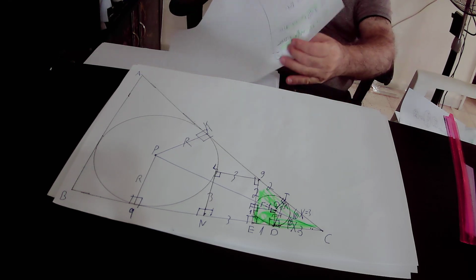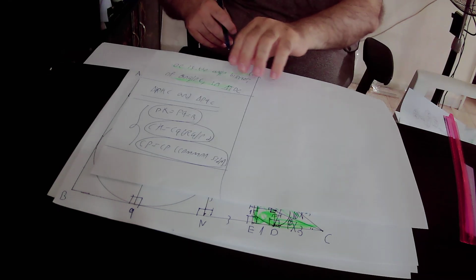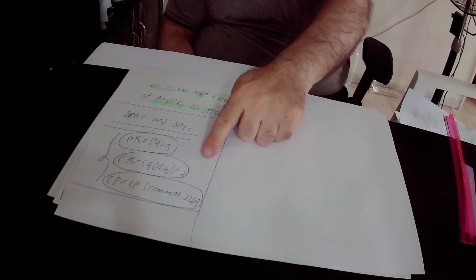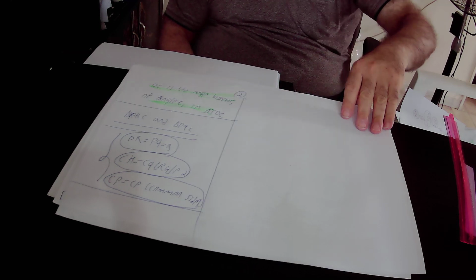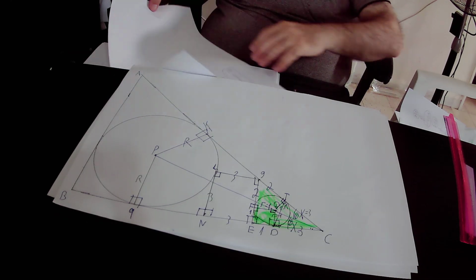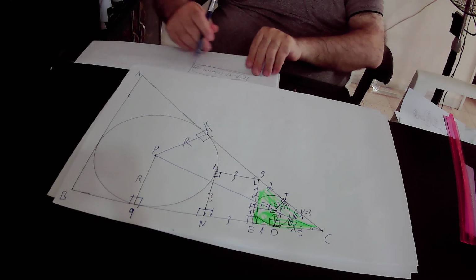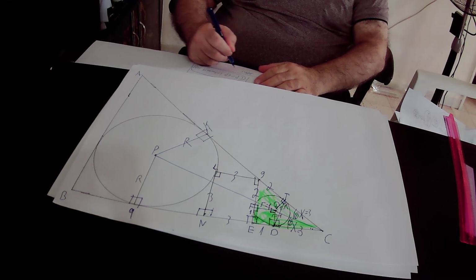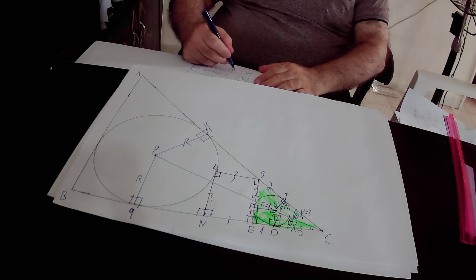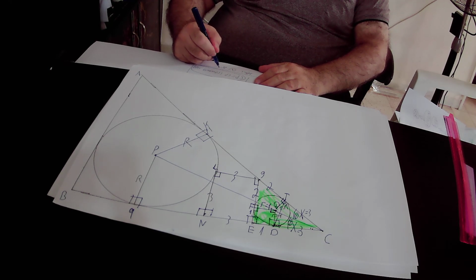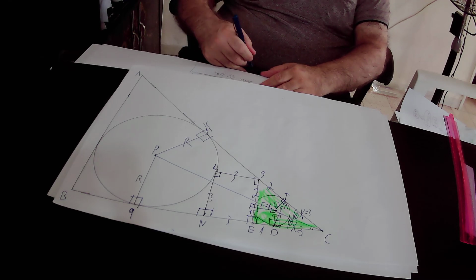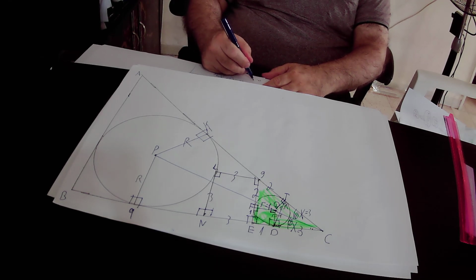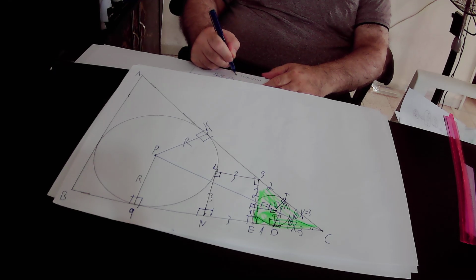So we actually proved that the two big triangles can go into each other according to the side rule. So I write it down: triangle PKC is congruent to triangle PQC according to the side rule.